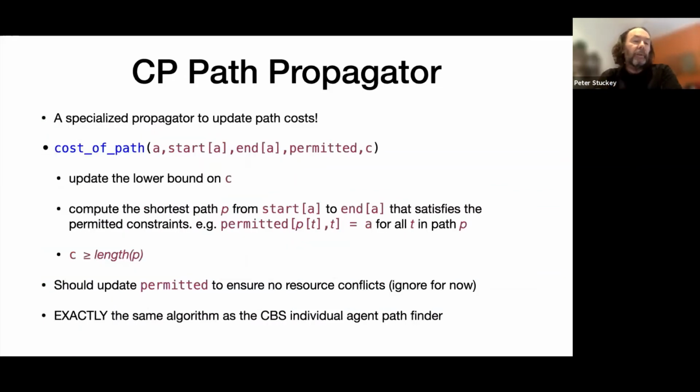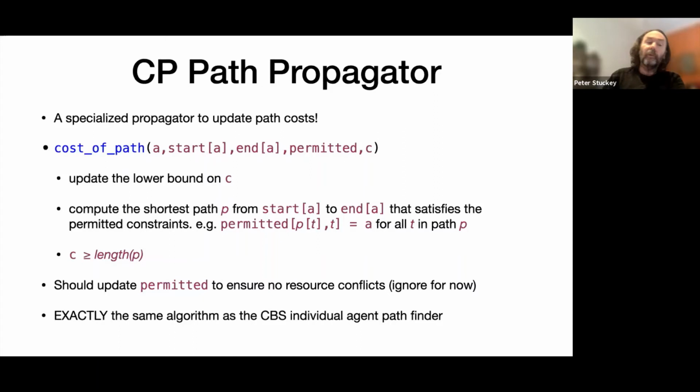So we're going to build this cost of path propagator to update path costs. So what is the role of this thing? It's meant to update the lower bound on the cost. That's its only role. It doesn't care about the upper bounds on the cost. Just make sure it can make this reasoning about the lower bounds. And so how do we do this? Well, we compute the shortest path from start of A to end of A that satisfies the permitted constraints, right? So that if you use some location P at time T, then agent A is allowed to use it.